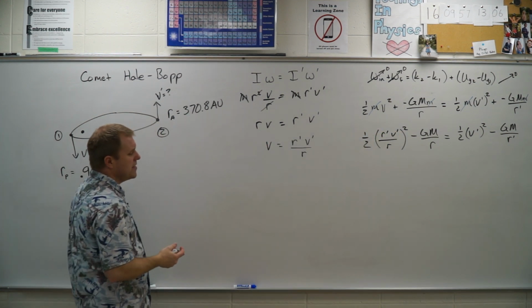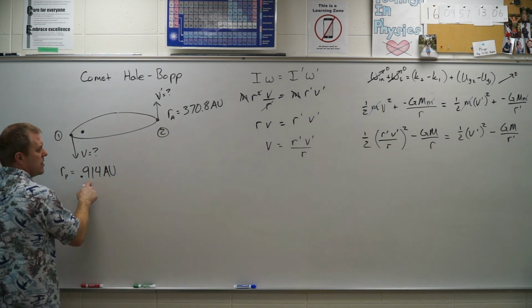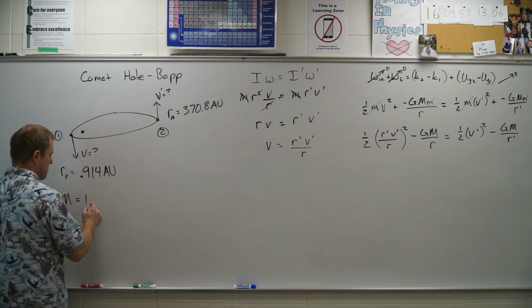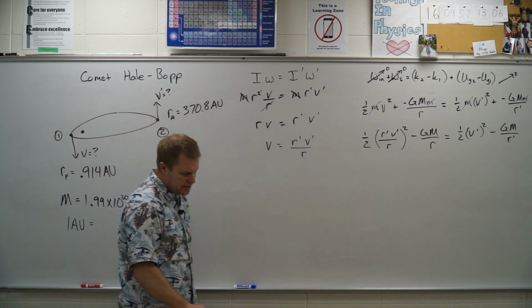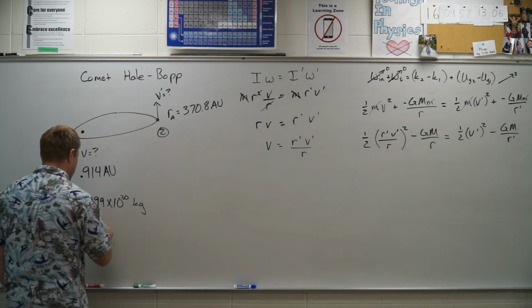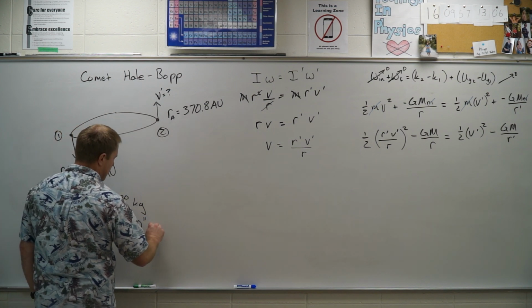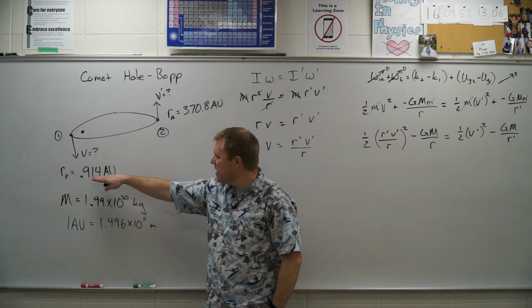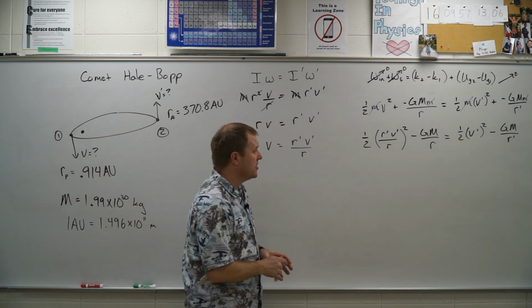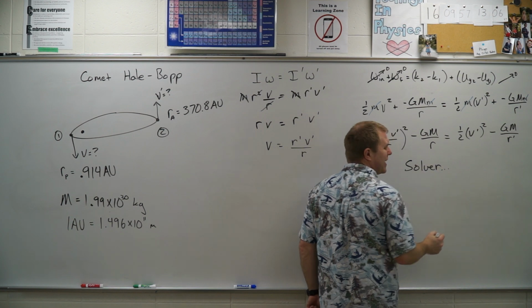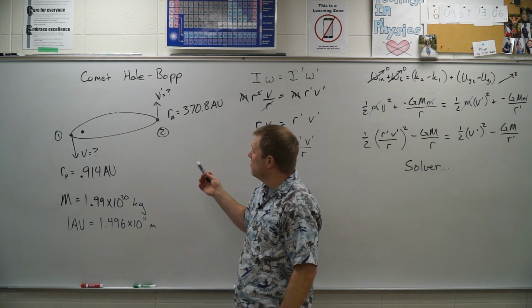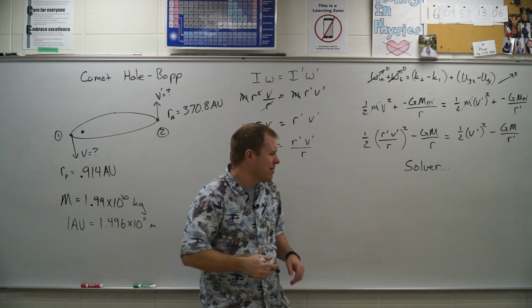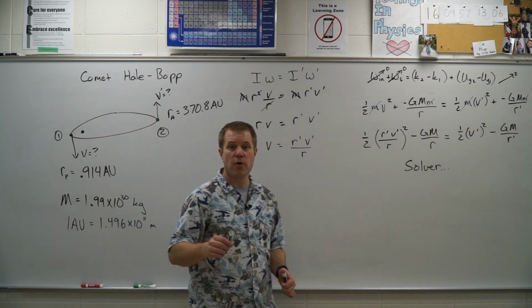A couple things I'm going to do when I type this into my solver is put in these values not in AU, but in meters. The mass of the sun is 1.99 times 10 to the 30th. I knew that 1 AU, it told me, was 1.496 times 10 to the 11th meters. So I'm going to multiply by each of those, put that into my calculator, and hit solver. Now, when I do solver, I'm going to have to put a guess in. We're finding V prime, so this should be a smaller number. There's only one solution, a positive one, so I'm just going to guess something like positive 10. All right, let's go over to the calculator quick.